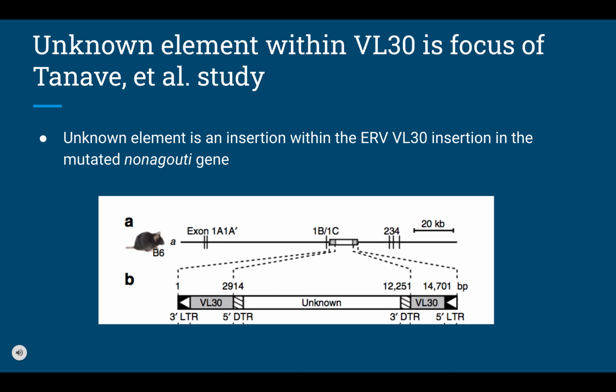Upon starting their research, Tanave et al. discovered that there was an 11 kb insertion within that VL30 endogenous retrovirus. And that's the endogenous retrovirus that was in the agouti gene believed to cause the non-agouti mutation. And so they figured that given there wasn't any information about what that unknown insertion was within VL30, that might point to the cause of the mutation itself. So if you look in the figure, you can see right in the middle of that VL30 endogenous retrovirus in the mouse, there's a very sizable unknown element, and that was what they continued to pursue with the rest of their research.